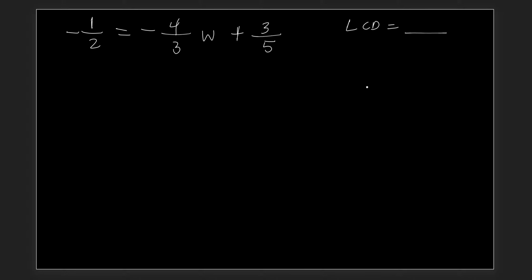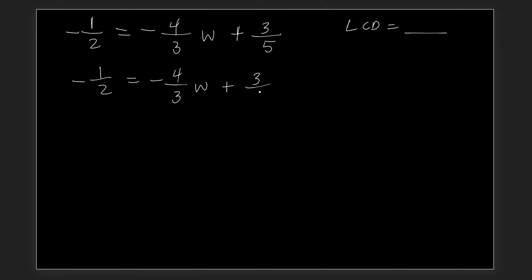I'm going to try and show you some different arrangements of equations with fractions in them, but it's the same thing. So negative 1/2 equals negative 4/3 w plus 3/5. So we have a number, a w term, and a number. So again, we find the LCD. We don't want to deal with this mess of fractions, so we're just going to find the LCD and get rid of fractions right away. I'm just going to write my problem again so that you can see what the original problem was.